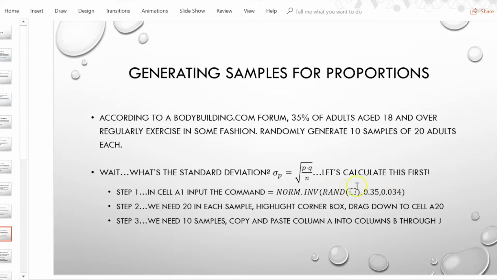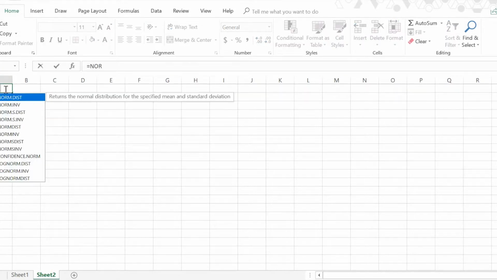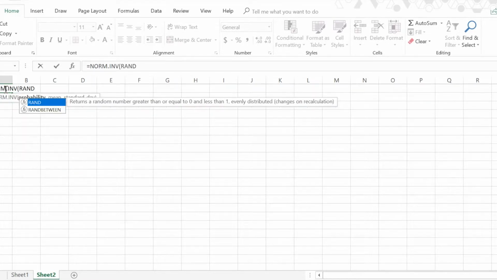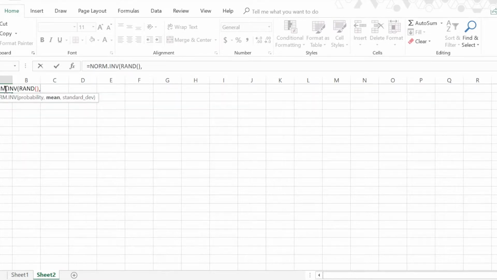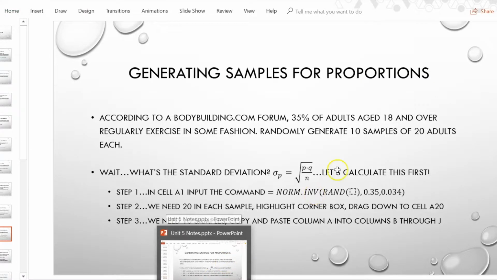So we're going to use this command here to get our different parts for our proportion. So again, in cell A1, I'm on sheet 2 here, we have norm.inverse, our random command again, and then 0.35. So notice again, I'm not using the percentage. And this one was 0.034.